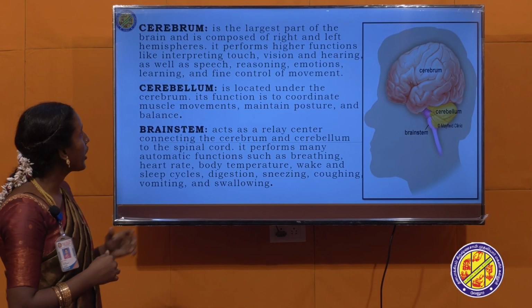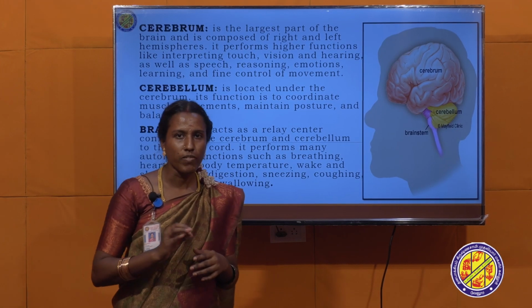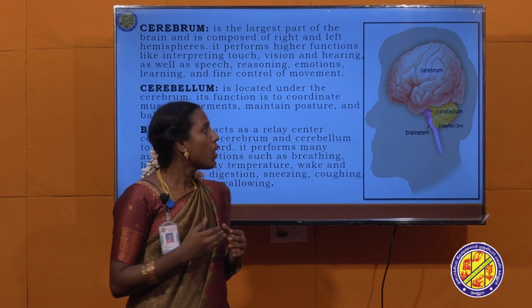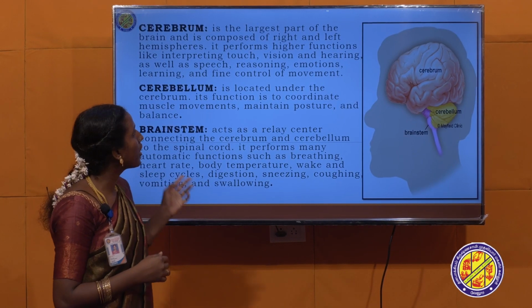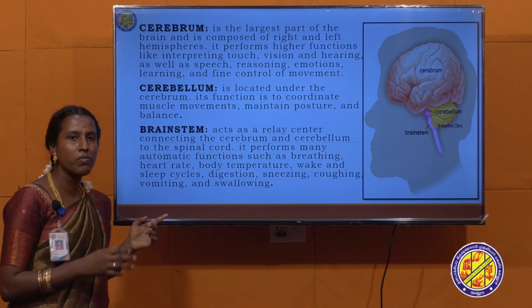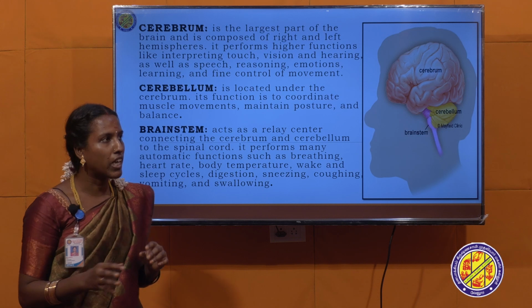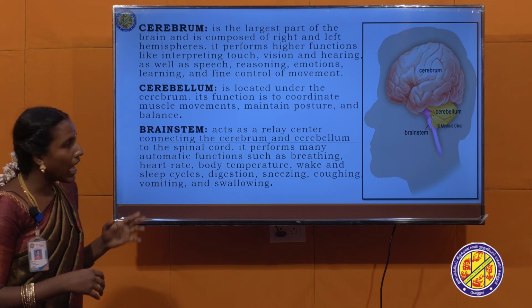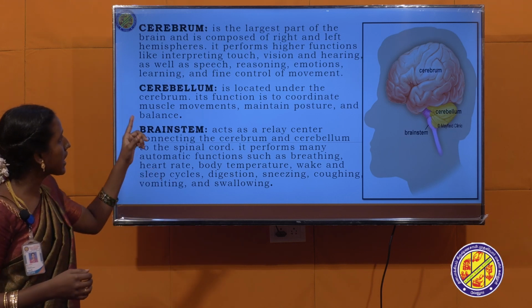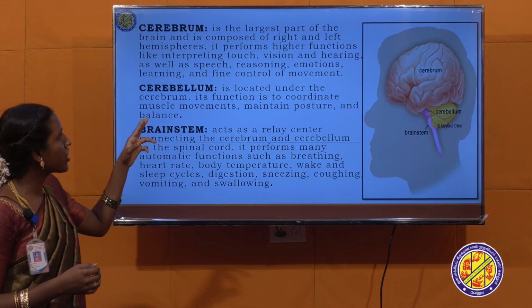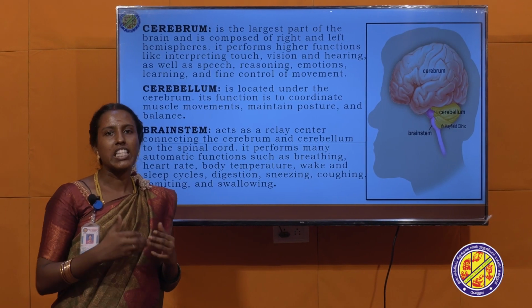First we are going to see about the cerebrum. In our brain we have three basic parts. One is the cerebrum, the other one is the cerebellum, and the other one is the brainstem. The cerebrum is the largest part of the brain when compared to the cerebellum, and it has a right hemisphere and a left hemisphere. Its functions include touch, vision, hearing, speech, reasoning, emotion, learning and fine motor skills. These are the processes we can see in the cerebrum.